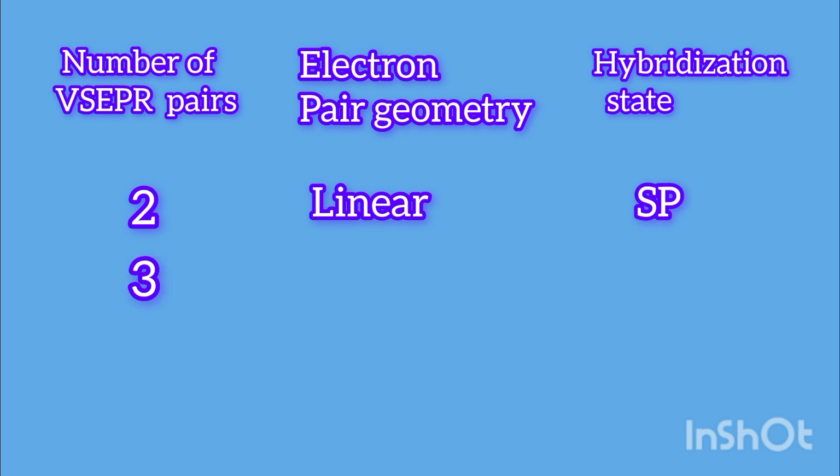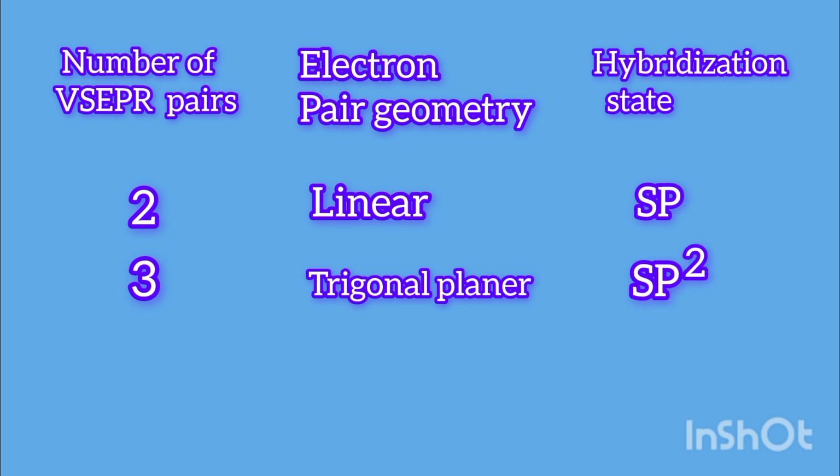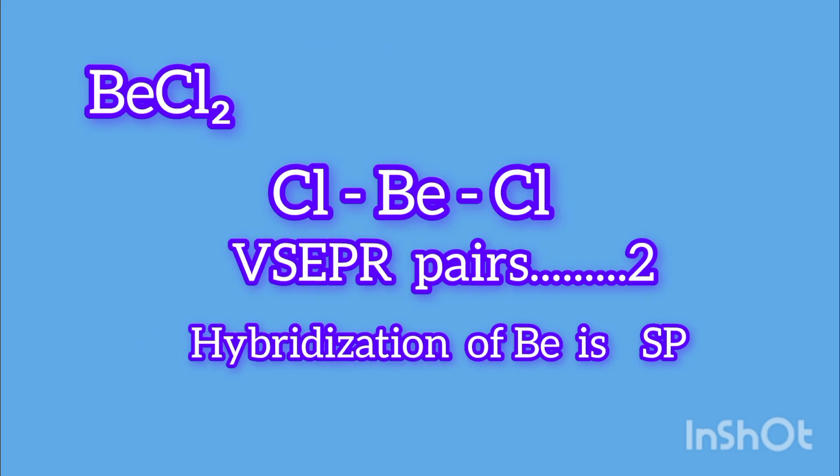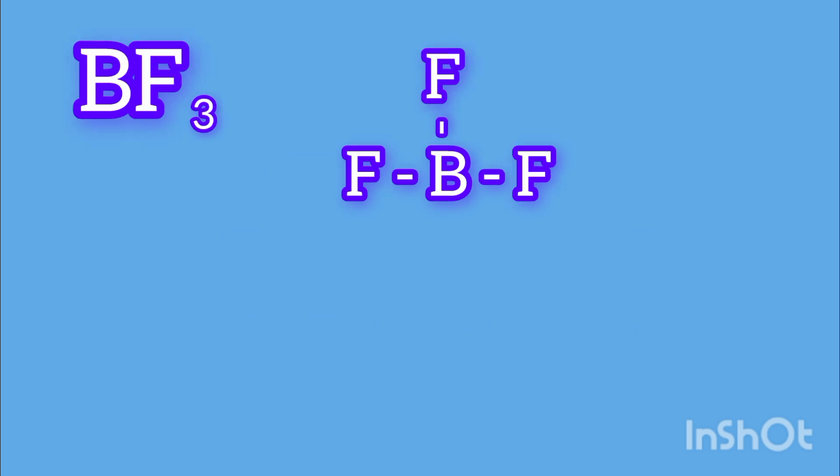And if there are 3 pairs, and geometry is trigonal planar, hybridization becomes sp2. And if there are 4 pairs, geometry is tetrahedral and hybridization is sp3. The hybridization of beryllium in beryllium chloride is sp because around the beryllium there are 2 VSEPR pairs. Can you guess the hybridization of boron in BF3?